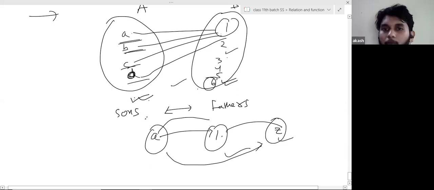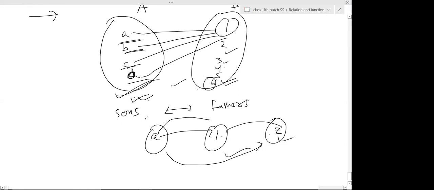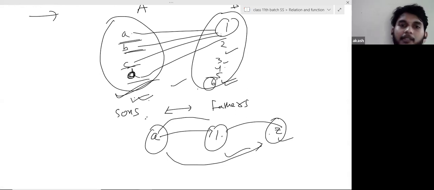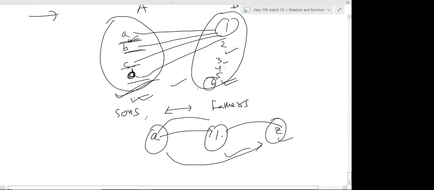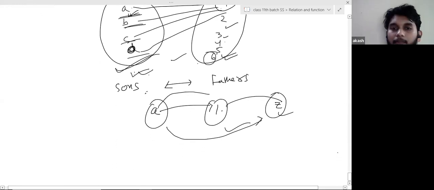We don't care whether 2 has a son, 3 has a son, or 4 has a son or not. We don't care about any of that. We only care about the sons. Is it clear? Yes, absolutely clear. So whenever someone asks if this is a function or not, what you have to check? Check if one son is related to two fathers. For one x, we are getting two y's. If that is the case, then that will not be a function, right, Fahad? Yes. All right, so let me give you an example.